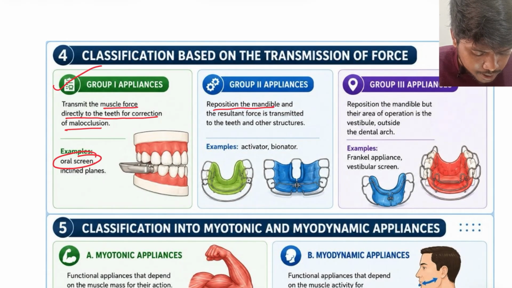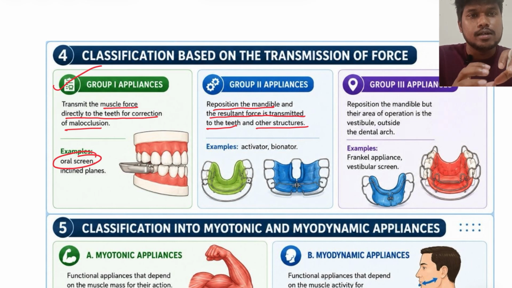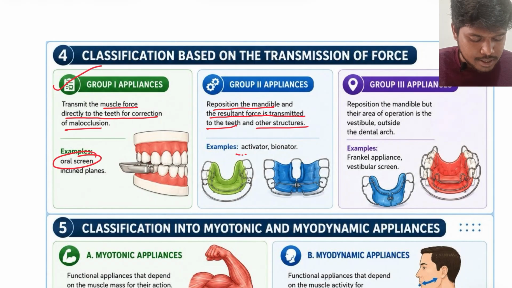Next is group 2 appliances. They reposition the mandible, and the resultant force is transmitted to the teeth and other structures. First of all, we have to reposition the mandible. Suppose you have a retreated mandible, and we will reposition the mandible forwardly, and then while chewing, these forces will be transmitted to the teeth. These appliances are called activator and bionator.